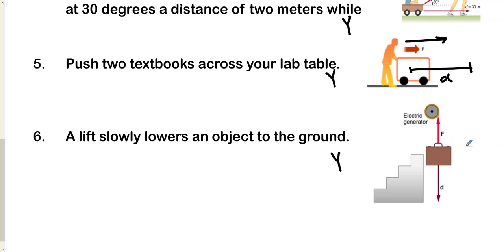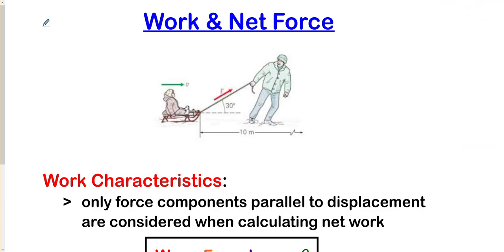And we're going to talk about the sign that you get for work and what that actually means. But in short, since this force is related to the displacement of this object, it's applying a force that slows it down from going into free fall, then yes, work is done in this scenario. So let's look a little more closely at our definition of work.